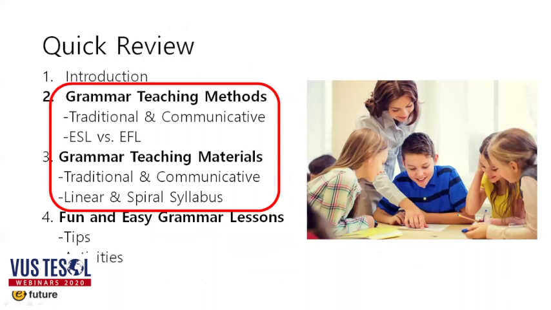So let's do a quick review. Review is important. So let's review what we've done so far. We talked about grammar teaching methods. We looked at some traditional methods, and we also looked at the communicative method. And we compared ESL environment with EFL environment. And then we talked about grammar teaching materials. We looked at the traditional grammar book, and we looked at the communicative grammar book. And we also talked about linear syllabus and spiral syllabus. Okay, are you all clear? Understand?